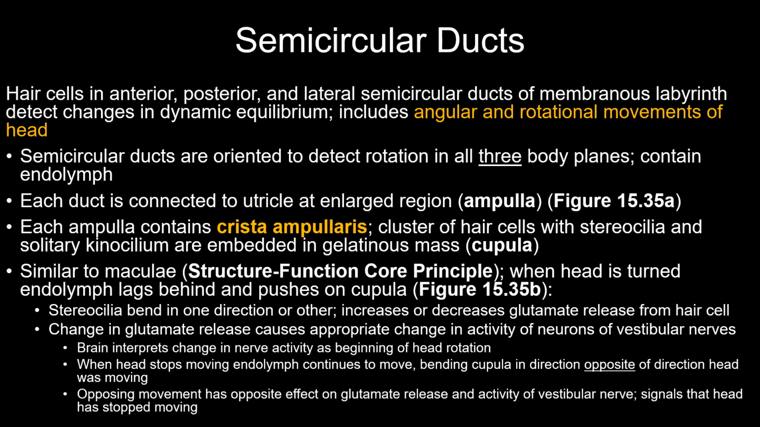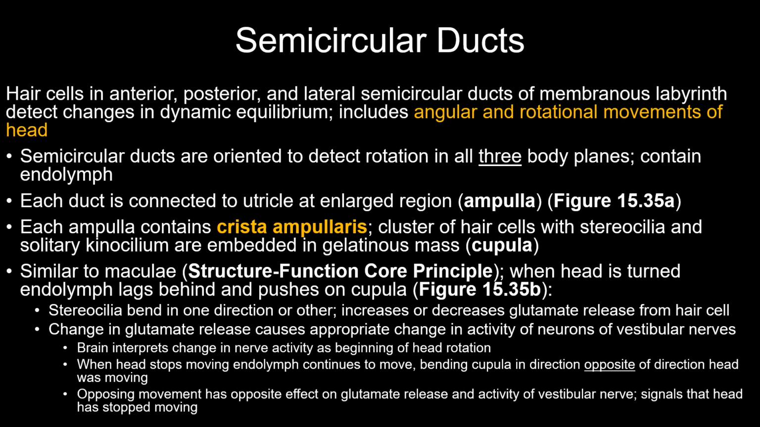These three ducts, which contain endolymph, are oriented in order to detect rotation in all three dimensions. They are all connected to the utricle, and near this connection, each one has a swelling called an ampulla. Multiple ampulla are called ampullae. And in each ampulla, we're going to find a crista ampullaris.